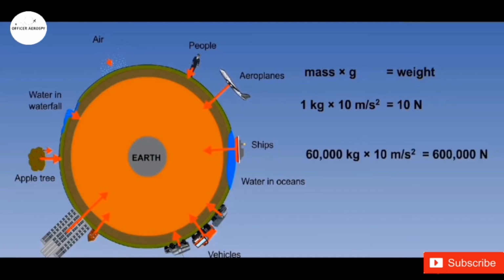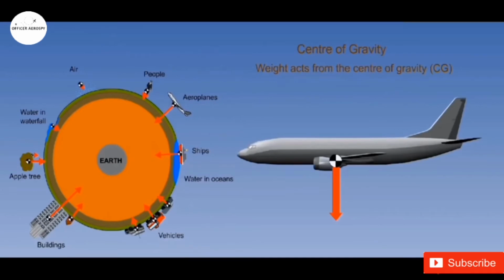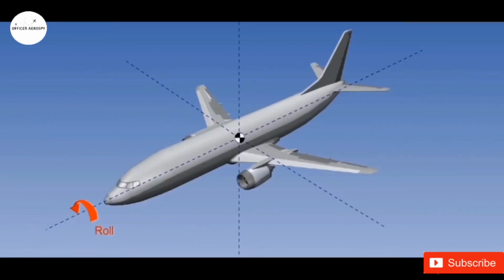The force of weight is taken to act from a single point within the body, which is called the center of gravity. An aircraft's weight acts from its center of gravity. In flight, an airplane rotates about its center of gravity. This means that an airplane always rolls around its center of gravity. When the airplane's nose moves up or down, it is pitching around the CG. And when the airplane's nose moves left or right, it is yawing around the center of gravity.